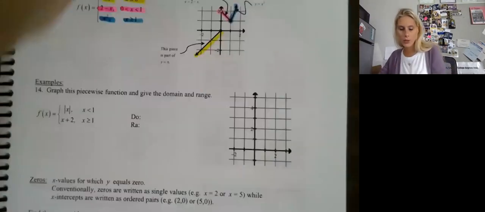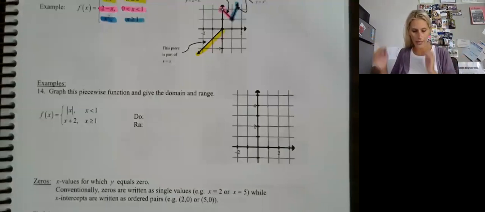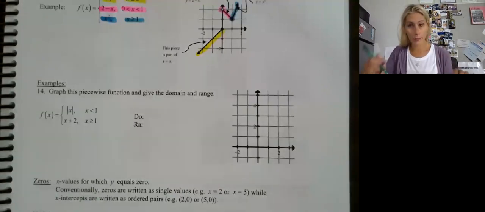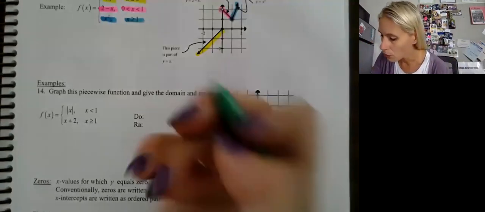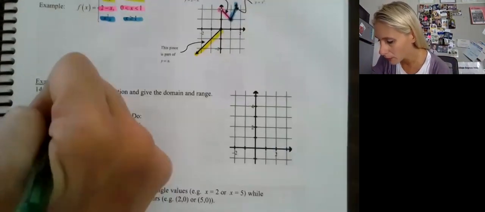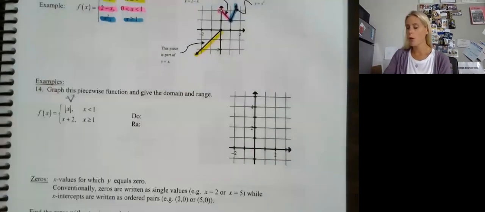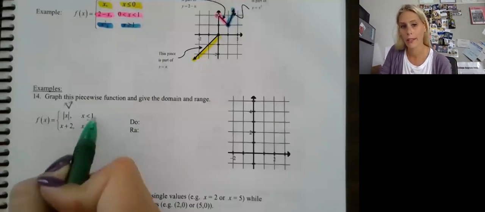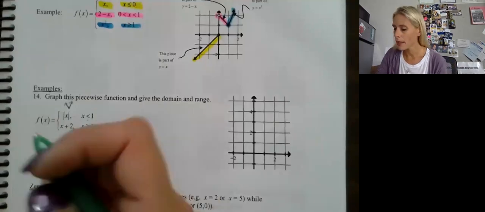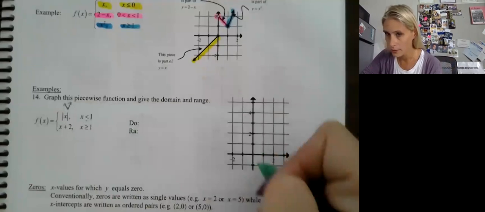Now let's try to do it ourselves, and then we're going to do our domain and range on this. So first of all, what I want you to look at, and I'm going to do this in colors, okay guys, I'll do green and pink. So this is an absolute value. If you remember, absolute value is a V, okay? But we're only going to do it from less than 1, and that is a hole right there, okay? So your regular absolute value has that V right here.